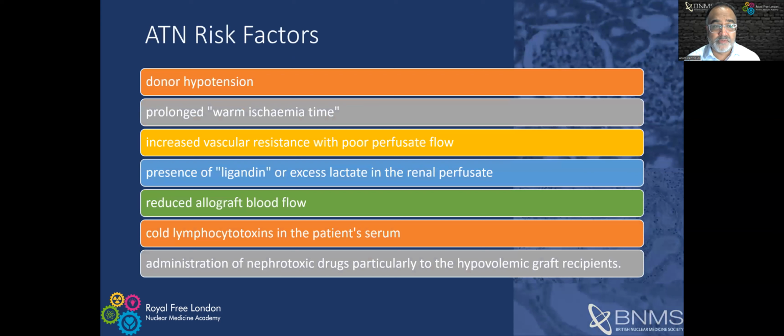There are a number of risk factors for acute tubular necrosis, and these are things that the transplant surgeons and the renal team will be aware of. So if these are on the request form, then that suggests that you're looking for ATN on your renogram.